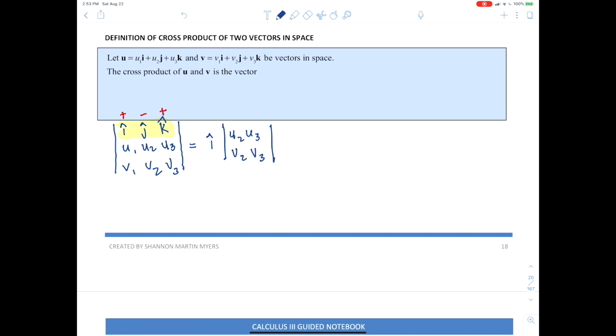And then there's a negative in front of the j vector. Then do the mental cross out. What do you have left? u1, u3, v1, v3. And then adding the k vector. Again, the mental cross out. You have u1, u2, v1, v2.